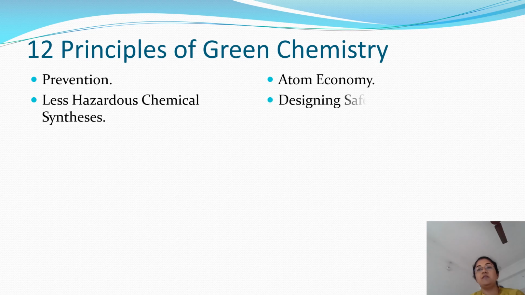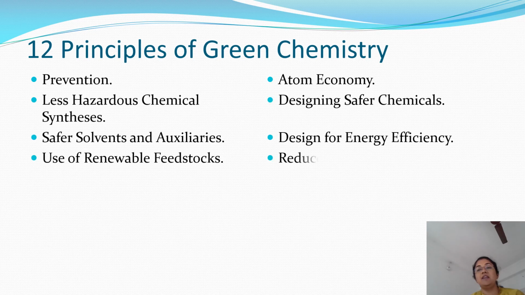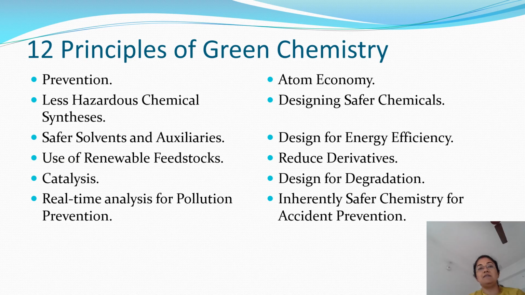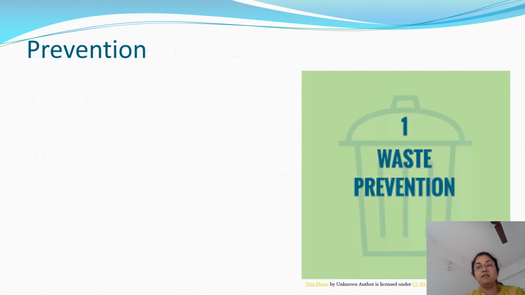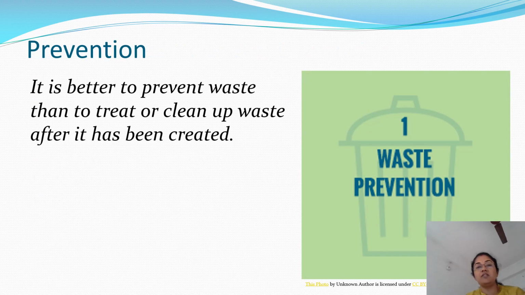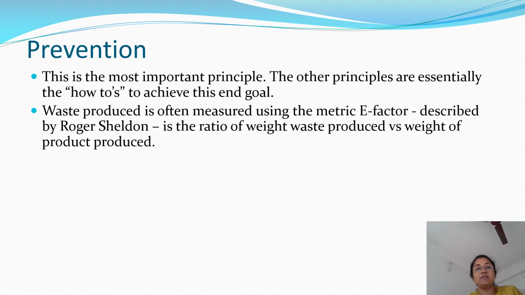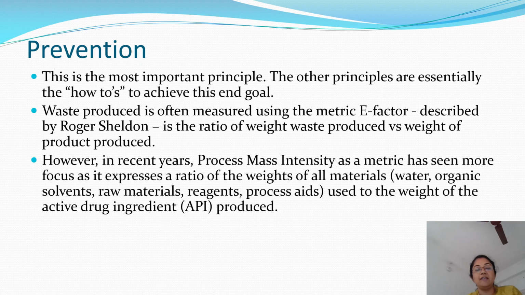So these were the 12 principles of green chemistry, and we will learn each one of the principles one by one in detail. The first principle is prevention. It's better to prevent waste in any synthesis than creating it in the first place. The most important and the first principle is the prevention of waste.